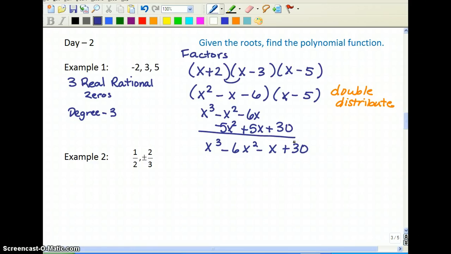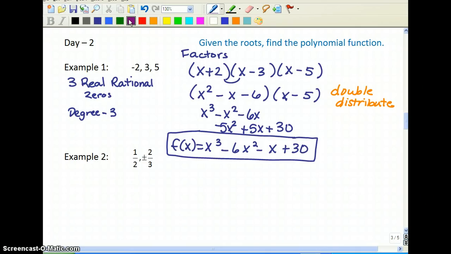Now it says that it wants you to write it as a polynomial function, so you need to say that f of x is equal to that, and that would be your final answer. So that would be the original problem. Now you could certainly check this one by typing it in your graphing calculator and seeing if that's where it crosses the x-axis.